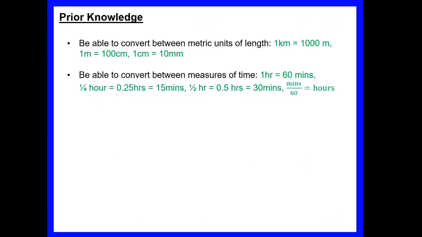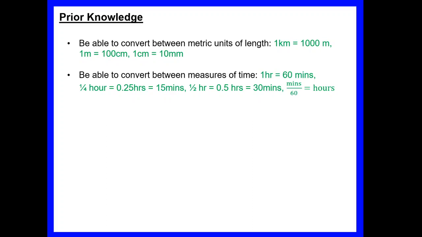So again, before we start, we need to check our prior knowledge. Now this bit today is quite important. We need to be able to do this before you can complete this lesson. So you should be able to convert between metric units of length. So we should know that 1 kilometre is 1,000 metres, 1 metre is 100 centimetres, and 1 centimetre equals 10 millimetres. So we need to be able to convert backwards and forwards between those units of length.